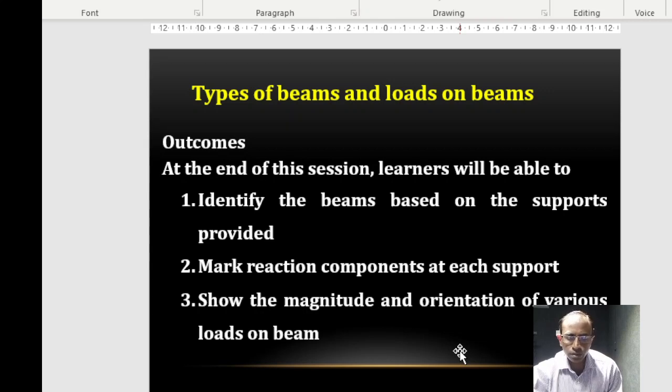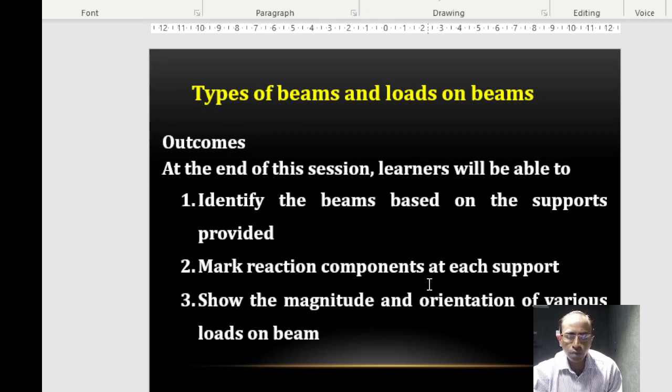the targets that we kept by the end of this particular session, we are hoping that we at least reach these targets, that is, identify the beams based on the supports provided. So if you have been given a picture of a practical beam, you could look at it and you could say that this is the kind of beam that is shown, right?